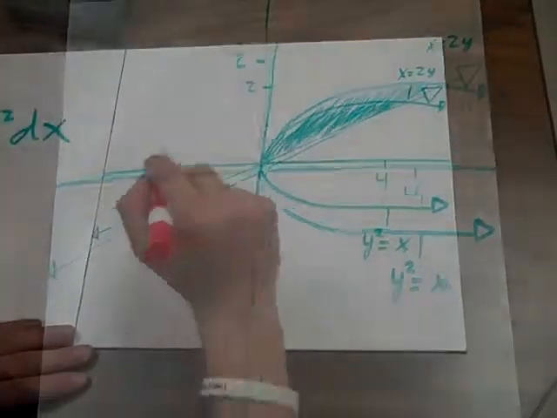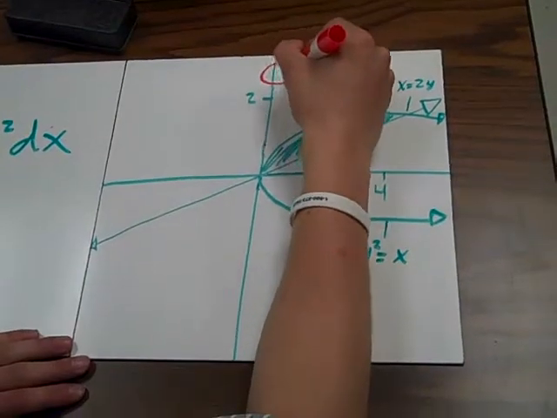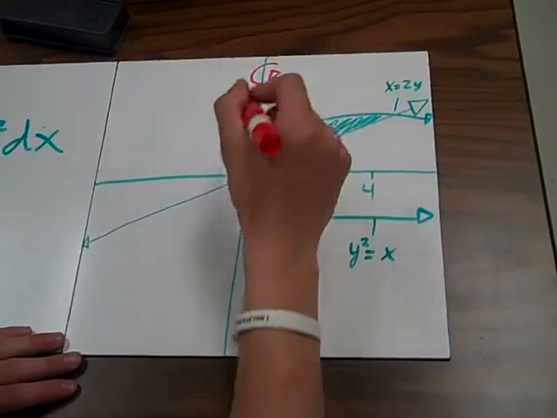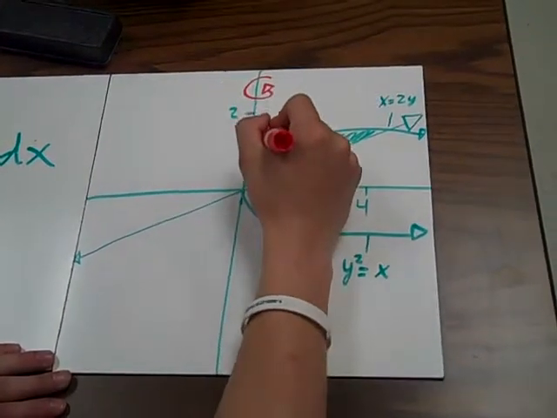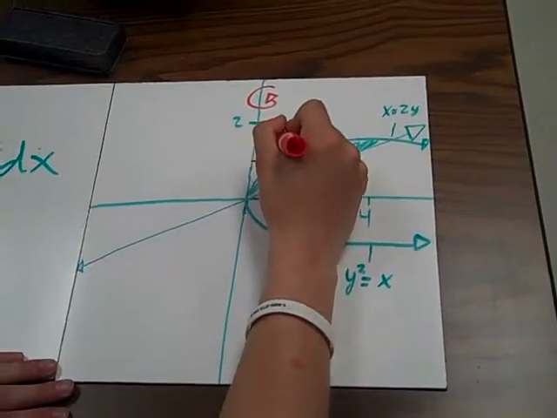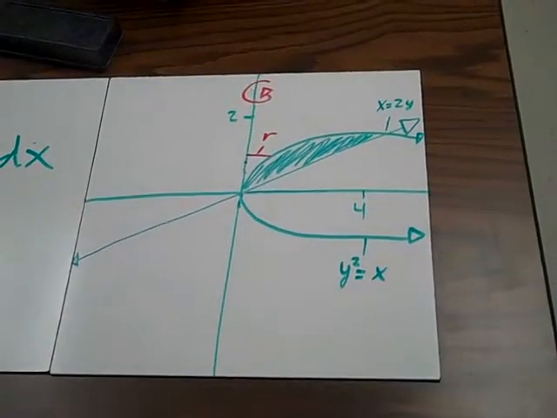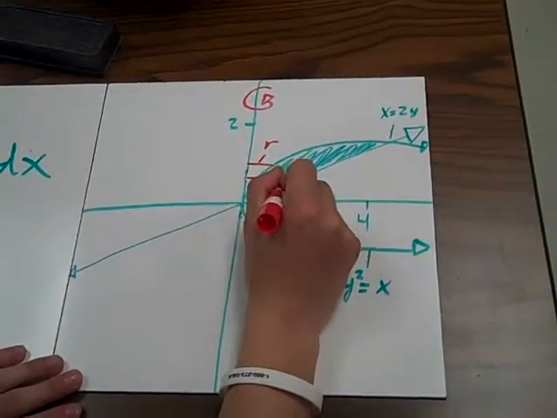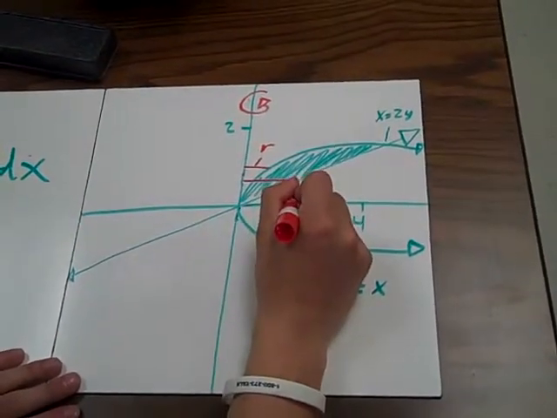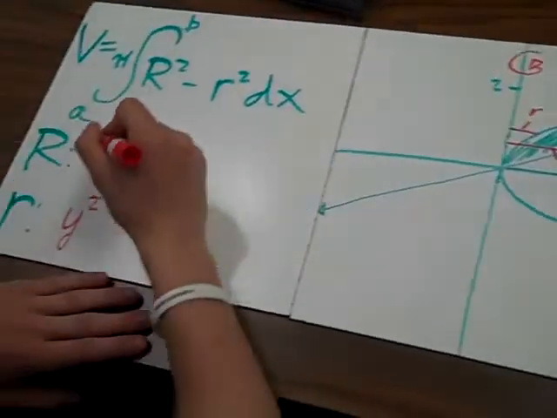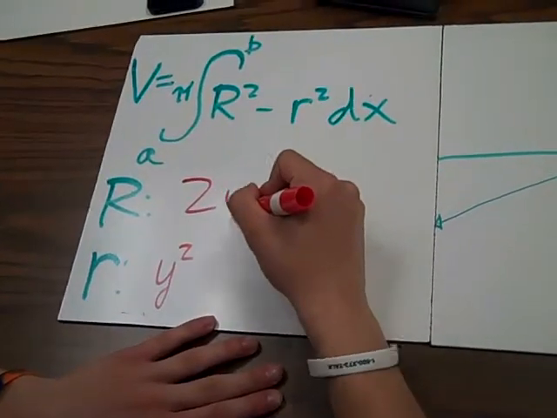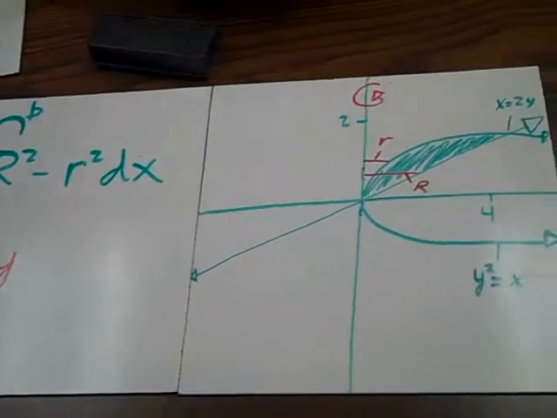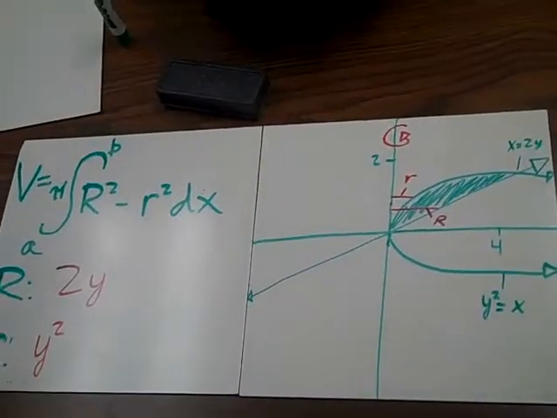And it's going to be rotated about the y-axis in this problem. So it's a dy. First we're going to draw little r from the y-axis since it's a dy problem. And the first function that it hits is x equals y squared. And for big R, we're going to draw another line from the y-axis until it hits the second function, which is 2y. So big R is 2y and little r is y squared.